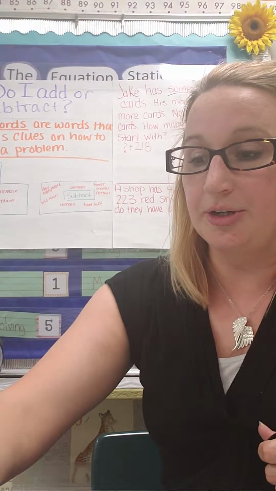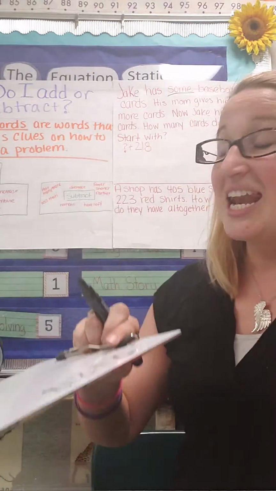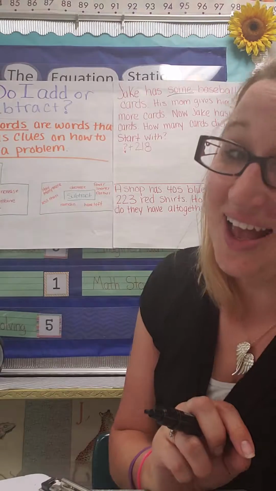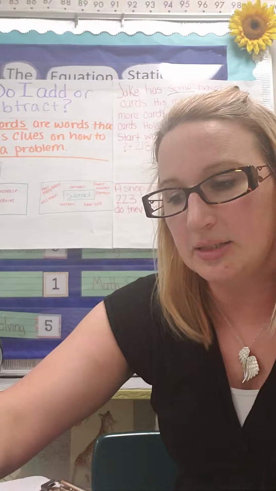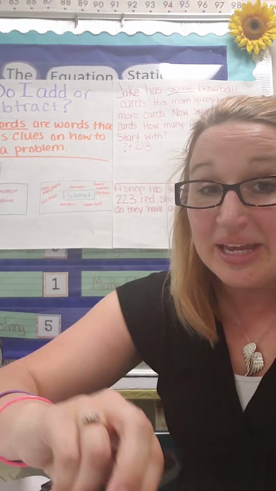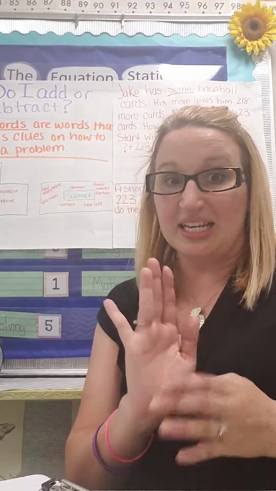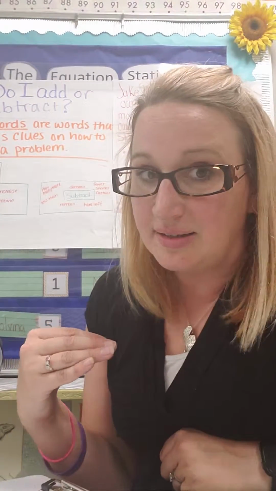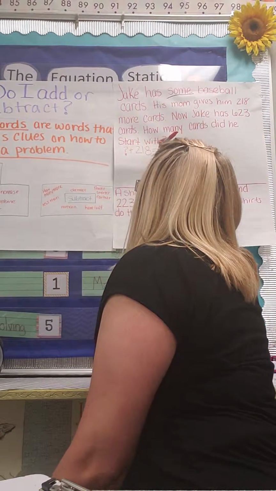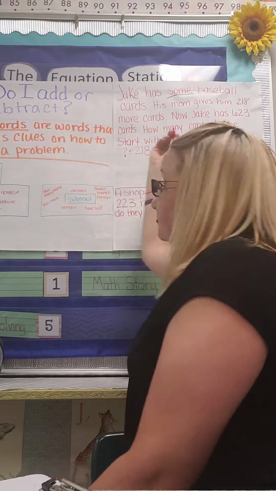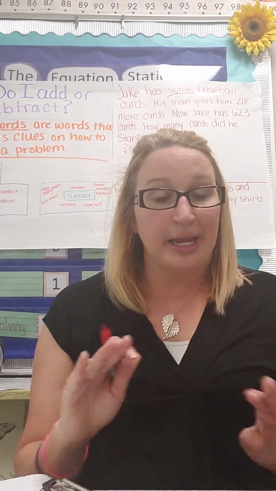I'm adding 218. So my equation so far is looking like this. Now, Jake has 623. So he has a pretty big number of cards. Man, I wonder what he does with all those cards. So now he has 623. Well, that's my total. That's my stop sign. It says stop. We're not going past 623. So I'm going to do my equals 623. Stop sign, can't go any further.